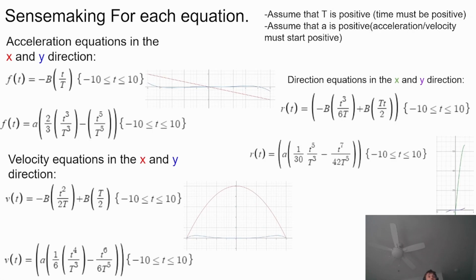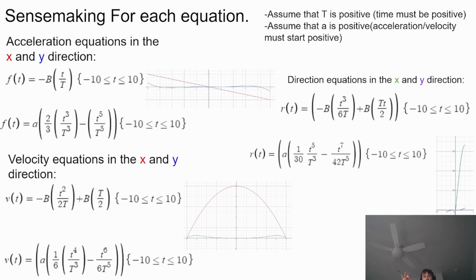All right, now I want to sense make for each equation. We assume that t is positive because time must be positive. We also assume that a is positive because the acceleration must be positive at the beginning, right? If a was negative, then we'd be accelerating downwards when we're already at the ground, and that just doesn't make sense, right? So now we can look at our acceleration equation.